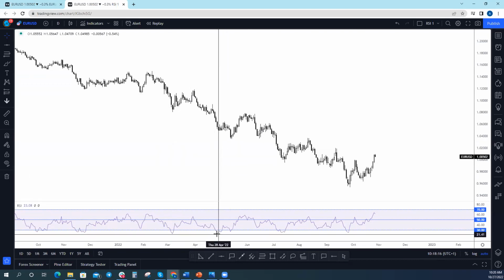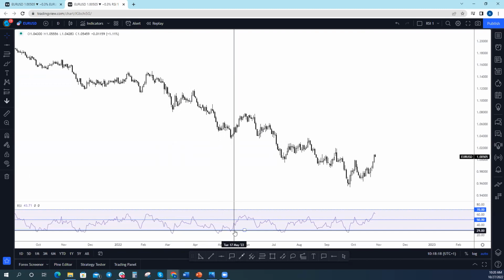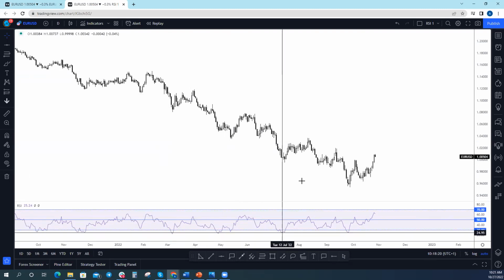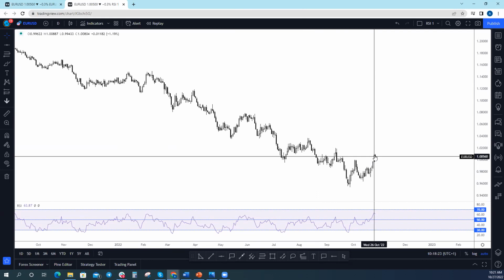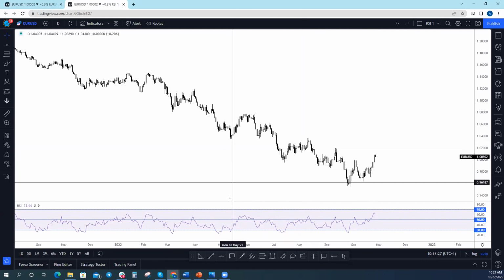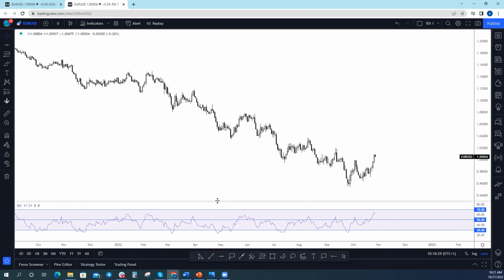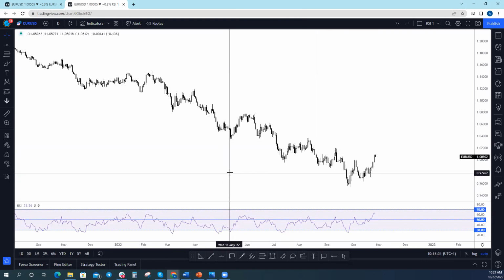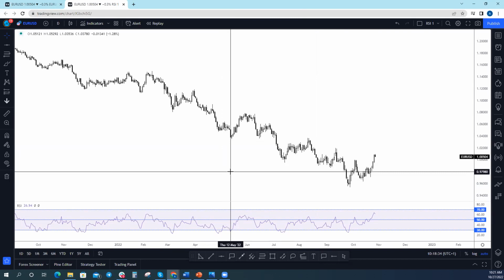But look, we hit oversold here. There is divergence here, I'll get to that shortly. But oversold, pullback. Oversold, pullback. So if you are a counter trend trader, this could be something you want to consider adding to your trading strategy.